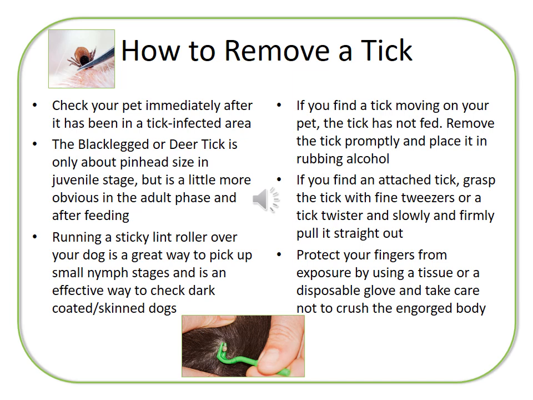If you do find a tick moving around on your pet and the tick has not fed, it should be removed promptly and placed in a jar containing rubbing alcohol. If you find an attached tick, grasp the tick with fine tweezers or a tick twister and slowly and firmly pull it straight out. It is important to protect your fingers from potential exposure to Lyme disease by using a tissue or disposable glove and take care not to crush the engorged tick body during handling.